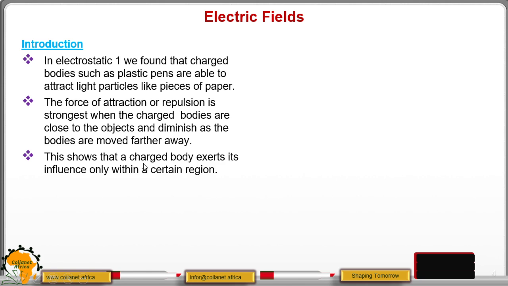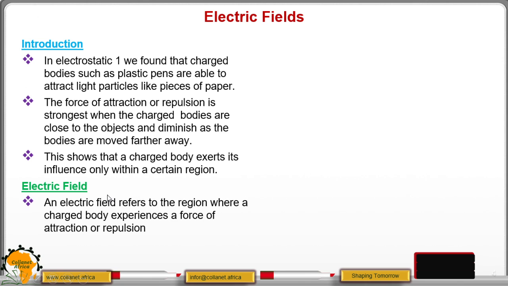Now, this shows that the charged body exerts its influence only within a certain region. Beyond that certain region, you will find that there is no influence. That attraction and repulsion will not be felt if the distance is large. Then from there, using those examples, we come to the definition of electric field.